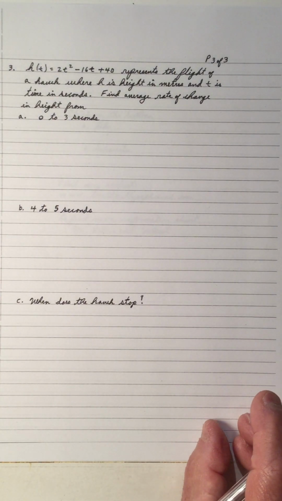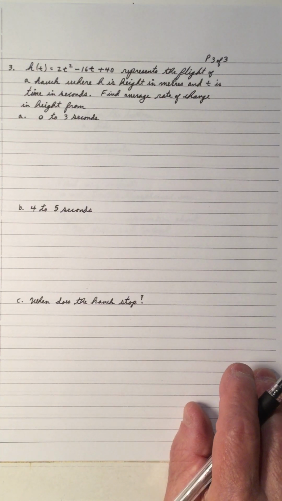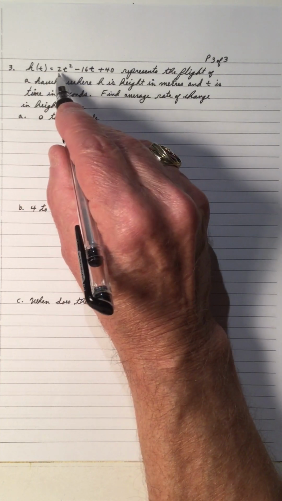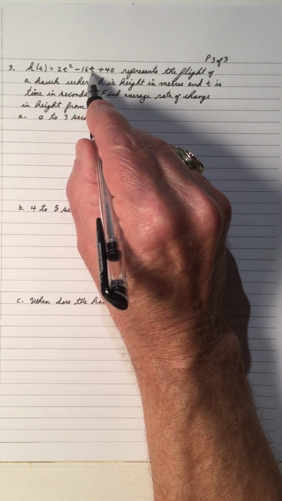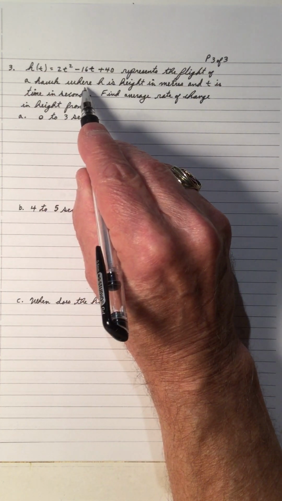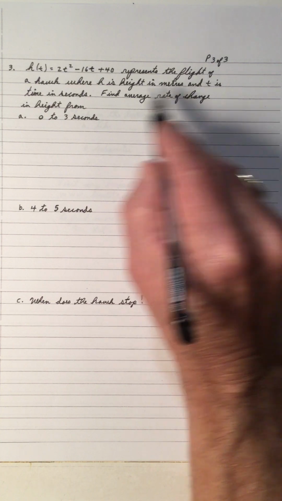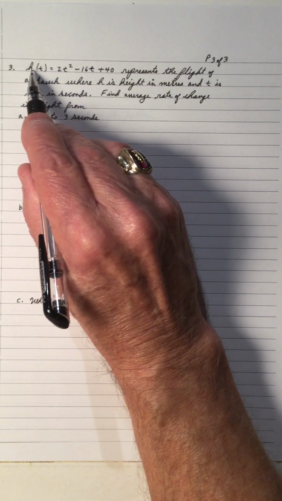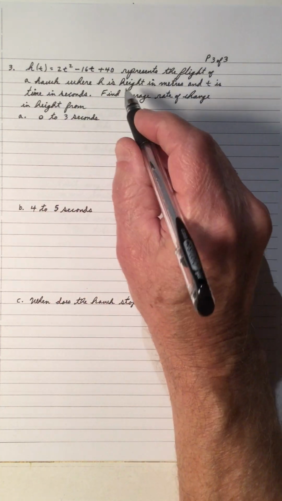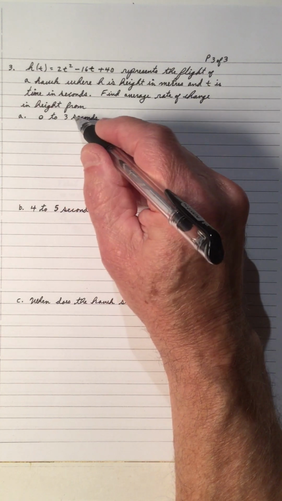Okay, let's do another one. Third problem. I'll try to vary the types of problems. We have h of t, which equals 2t squared minus 16t plus 40, and it represents the height of a hawk, where h is the height in meters and t is the time in seconds. Find the average rate of change in the height from 0 to 3 seconds.